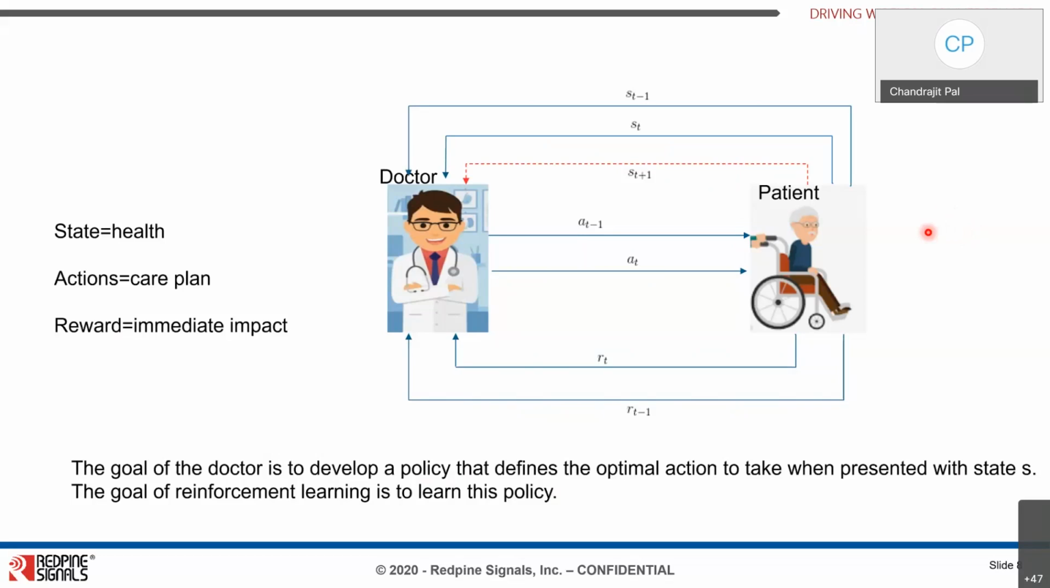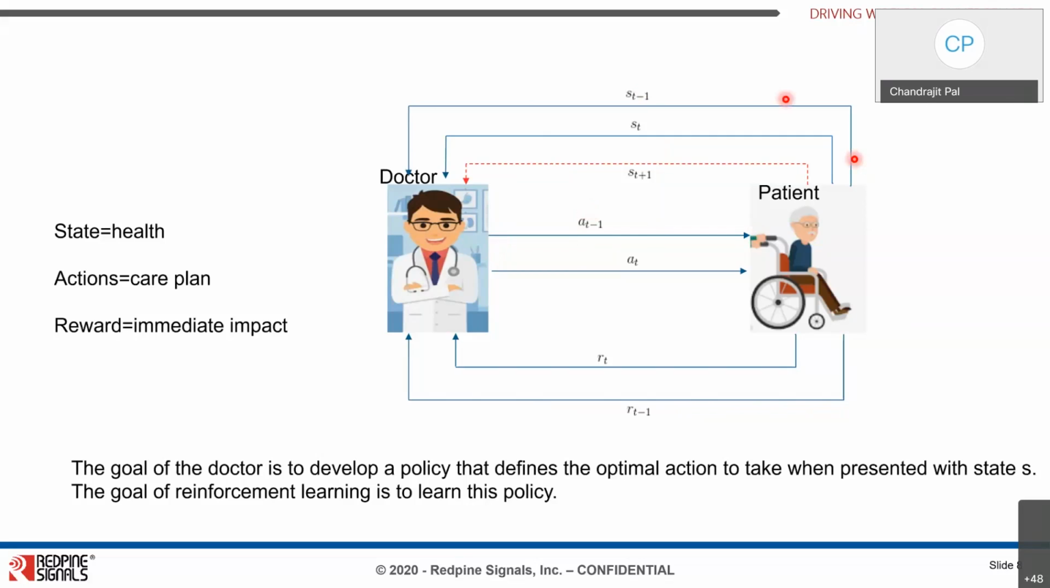This is the state of the health, S(t-1). S(t-1) is the given state of the health of the patient at time interval t-1, say. Once this state is presented to the doctor, he will take an action which is given by A(t-1) at time t-1.